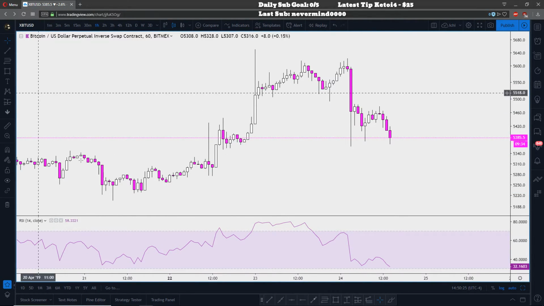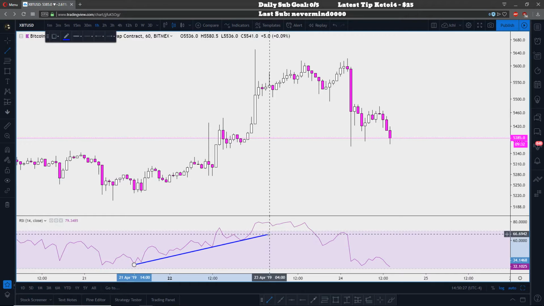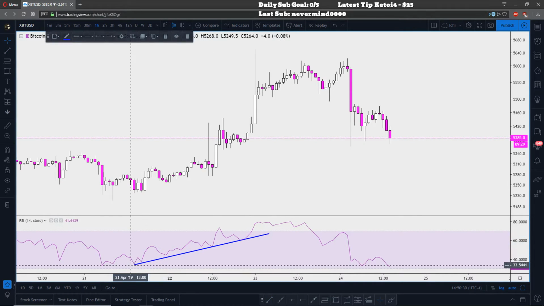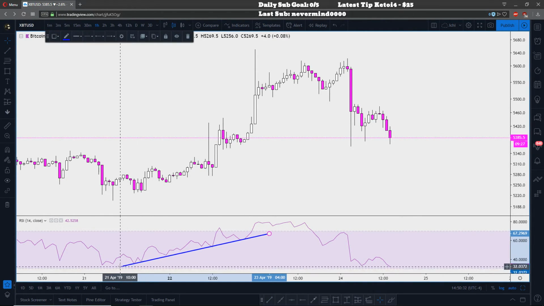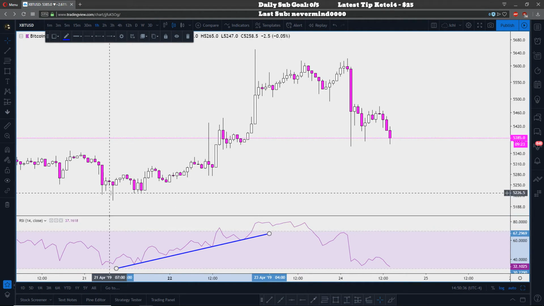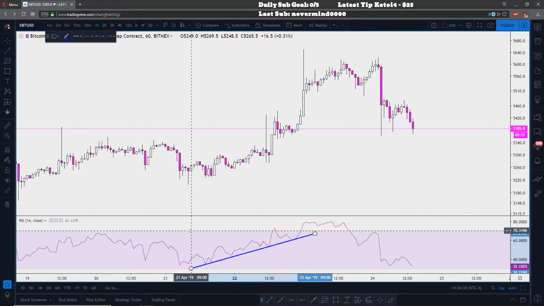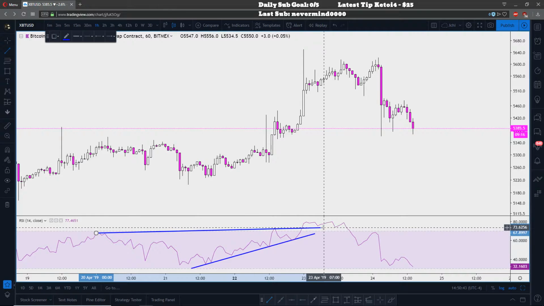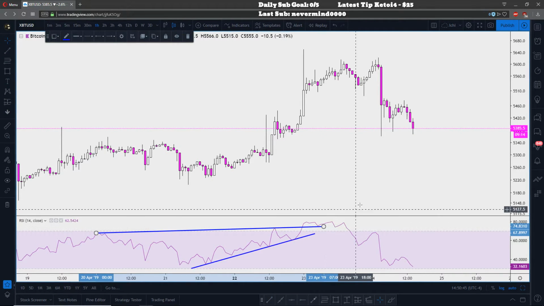Another thing that you can use with RSI is trends. RSI is very good to draw trend lines. I know it looks like a meme, but it's not a meme. Trend lines on RSI are very strong. You can draw price action patterns on RSI just like you can on price action.